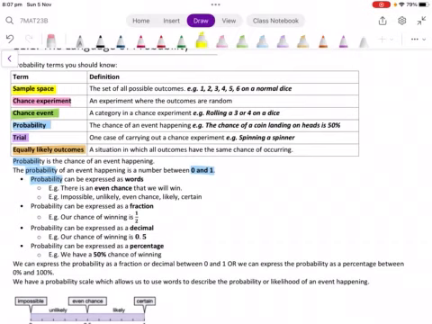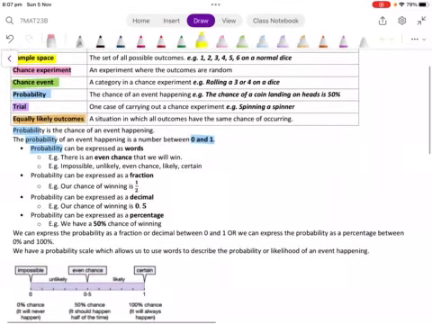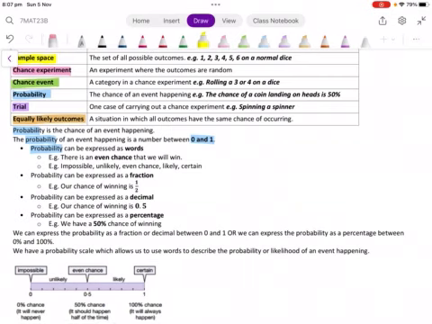Probability can be expressed as a fraction, such as our chance of winning is a half. Probability can be expressed as a decimal, such as our chance of winning is 0.5. Probability can be expressed as a percentage, e.g. we have a 50% chance of winning. We can express the probability as a fraction or a decimal between 0 and 1, or we can express the probability as a percentage between 0 and 100%.